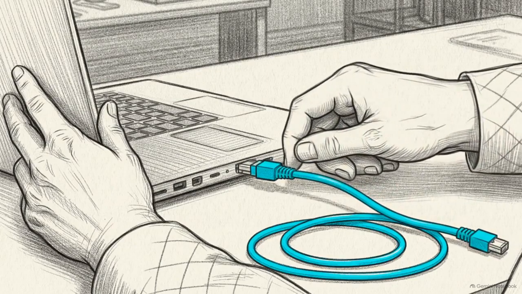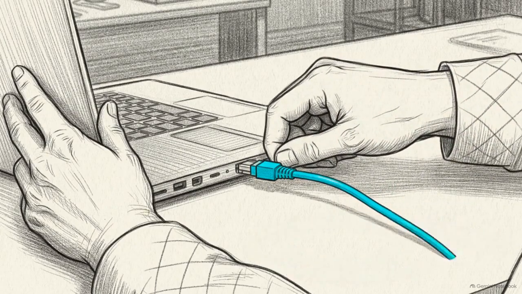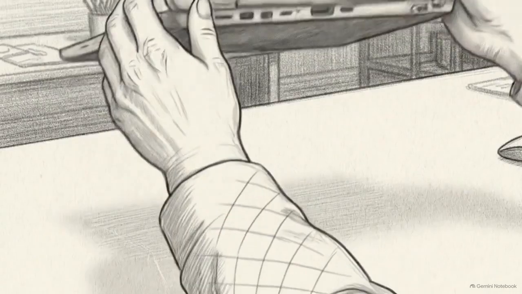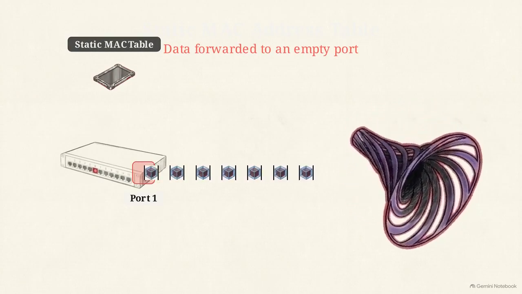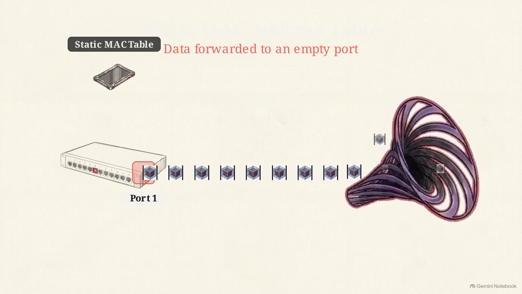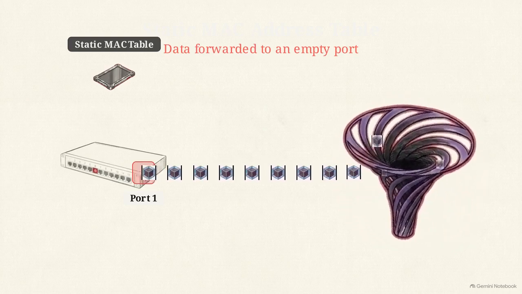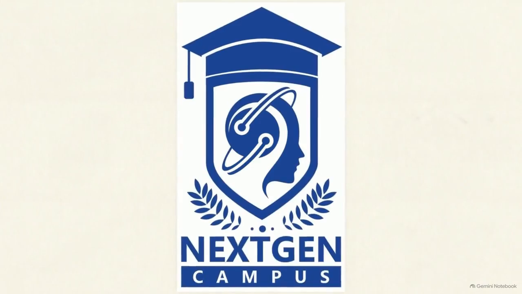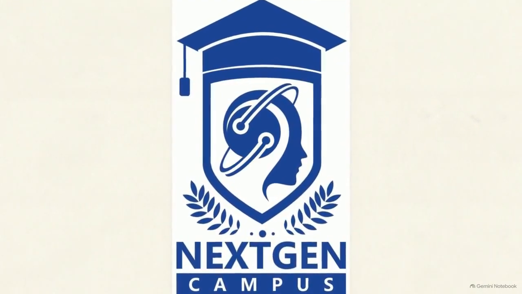But network environments change. Imagine an employee unplugs their laptop from port 1 and moves to a conference room on port 3. If the MAC table was permanent, the switch would continue firing PC1's data into an empty port, creating a black hole for that information. This slide shows the solution: dynamic aging.